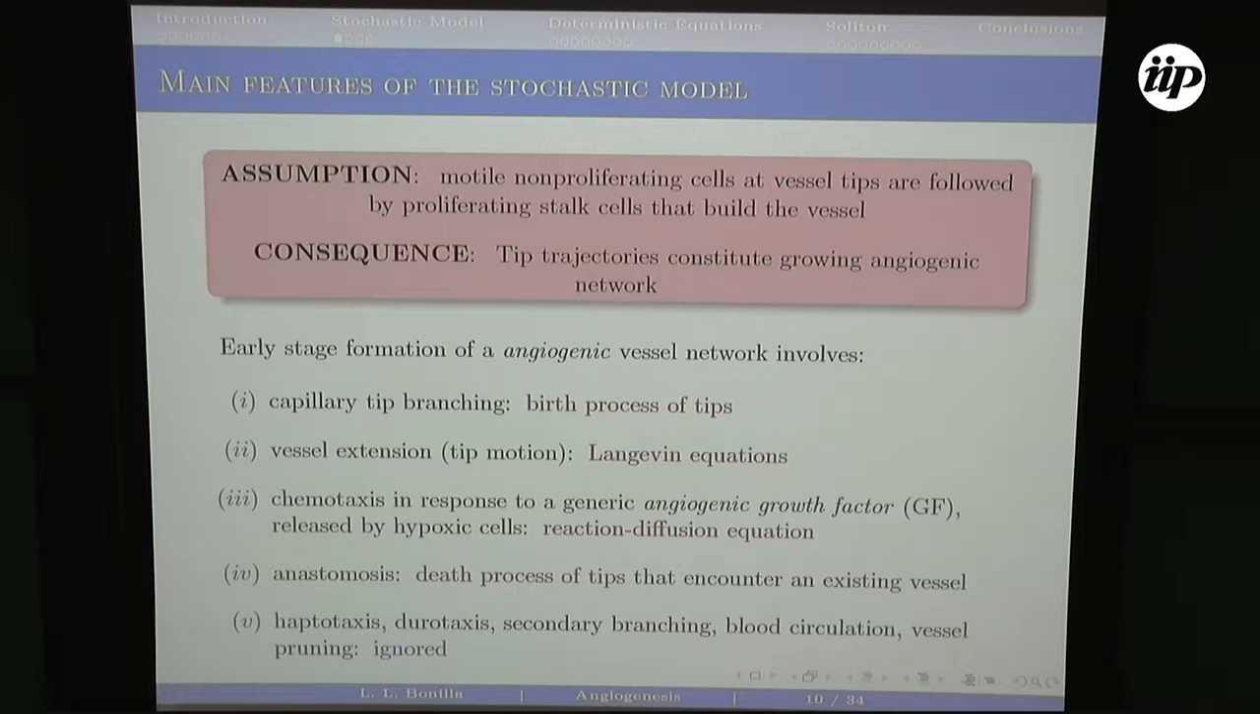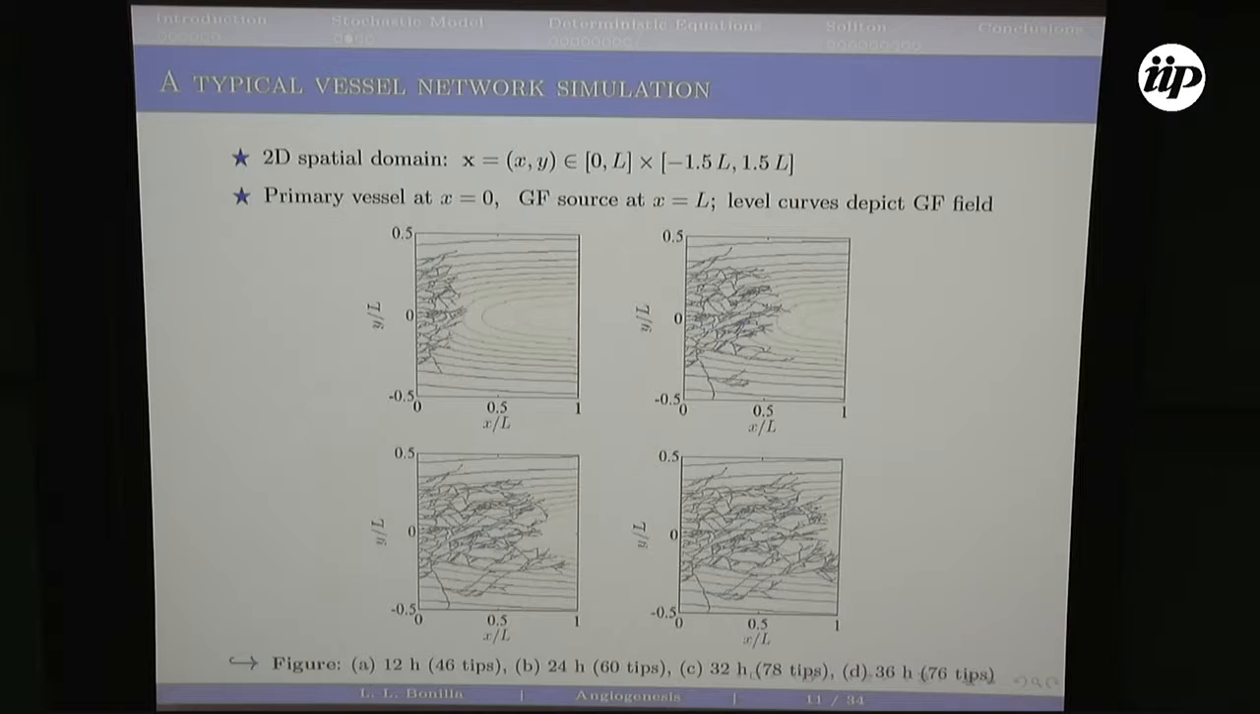Okay, so this is an outcome of simulating the model. Here we have on the y-axis the primary vessel, which is issuing these blood vessels. Here you have the source of growth factor, which is supposed to be a Gaussian source. These are the level curves of the growth factor. And so you see that this thing advances. Every now and then, one tip reaches a trajectory, another stops there. Sometimes it branches, you can see there. And when it arrives to the source of the growth factor, we stop counting. Okay, so this is what we want to understand.